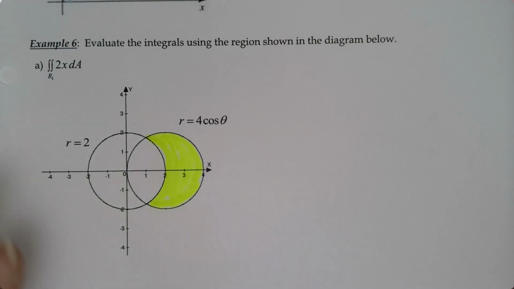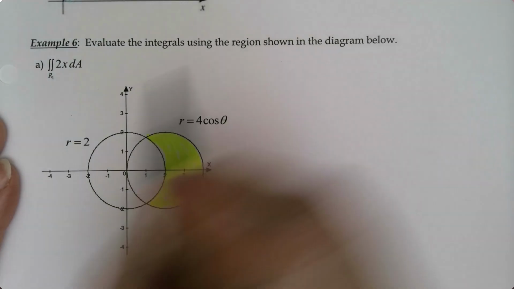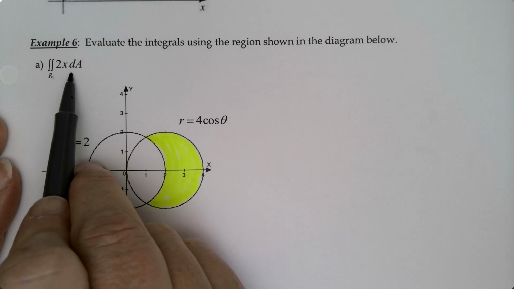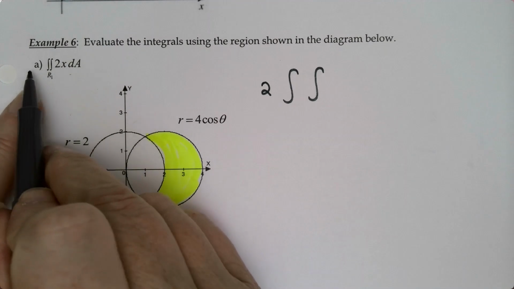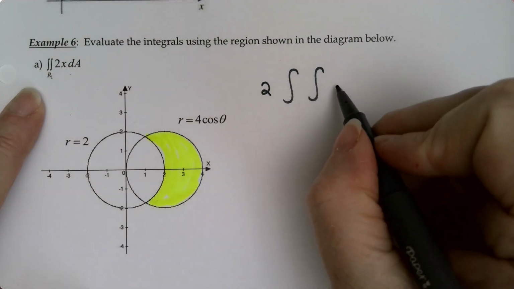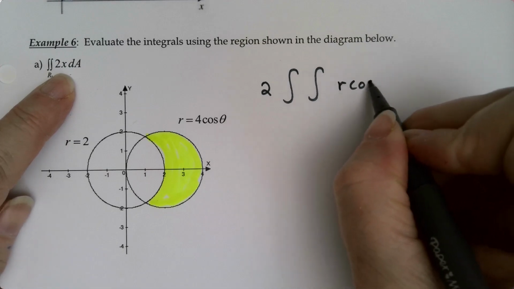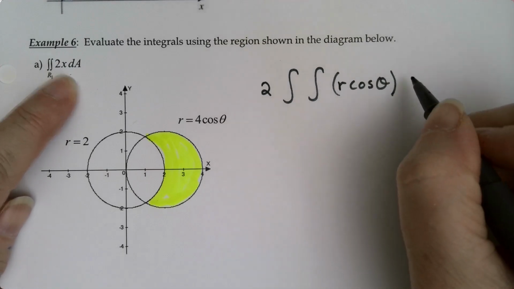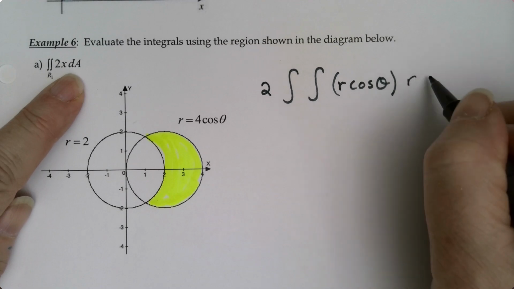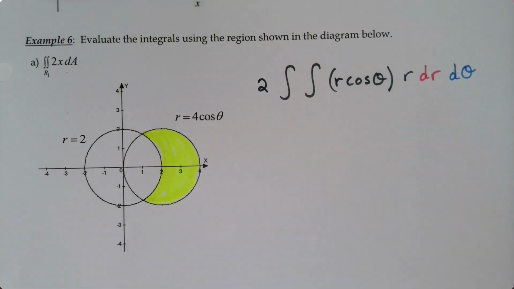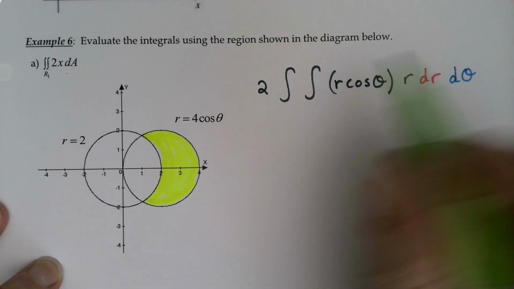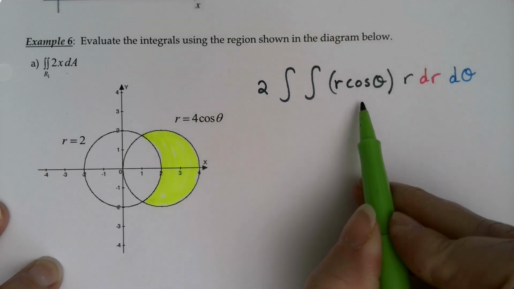Okay, so let's see here. The double integral over the region of 2x will be 2 times the double integral, because I'm just going to bring that 2 out in front. And then it's going to become x, which is r cosine theta. And then dA is r dr d theta. So these pieces together make the dA, and this is our 2x.